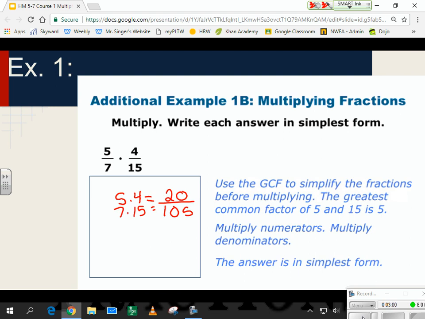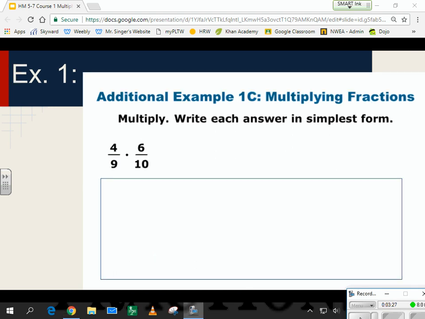Now, what number do they have in common that you could simplify? They end in a 0 or a 5, so we know that 5 would work for both of these. So 20 divided by 5 is 4, and 105 divided by 5 is 21. And because they don't share anything else, 4/21 is your simplest form of the answer. Okay, your choice if you want to write this down or not, just showing you an example.